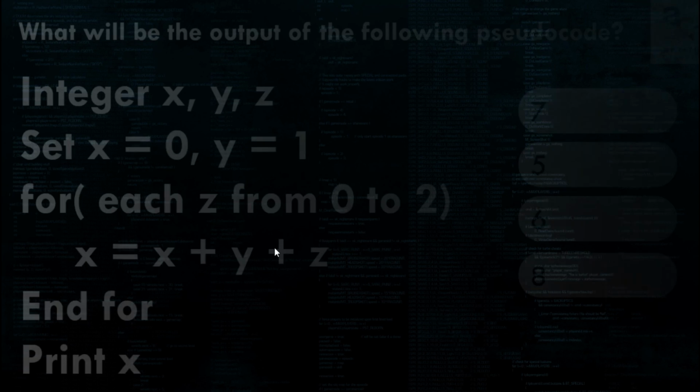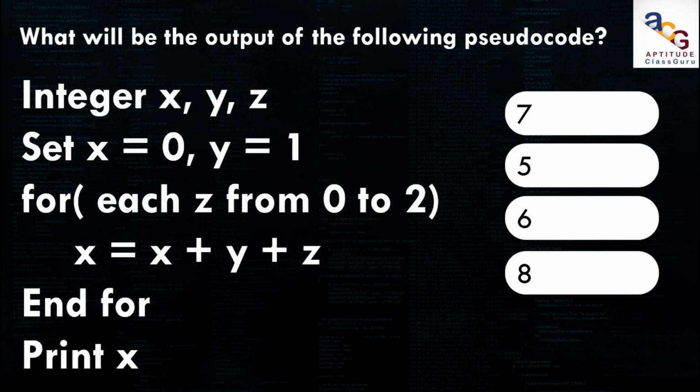Just look at the next problem. What will be the output of the following pseudocode? Integer x, y, z. So 3 variables are given. X equal to 0 and y equal to 1. Okay. For each z from 0 to 2.